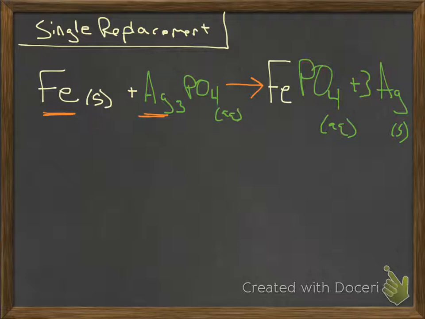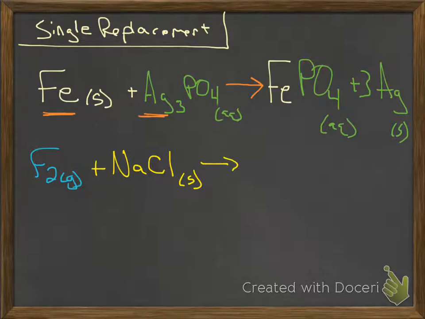So let's say I've got something that's pretty reactive, like fluorine gas. And I'm going to put next to that fluorine gas a little bit of sodium chloride, NaCl. And that's going to be solid. And I want to know if a reaction is going to occur. Now, the fluorine is a nonmetal. The chlorine is the other nonmetal. So it would be those two entities, the fluorine and the chlorine, that actually do the exchanging in this particular process.